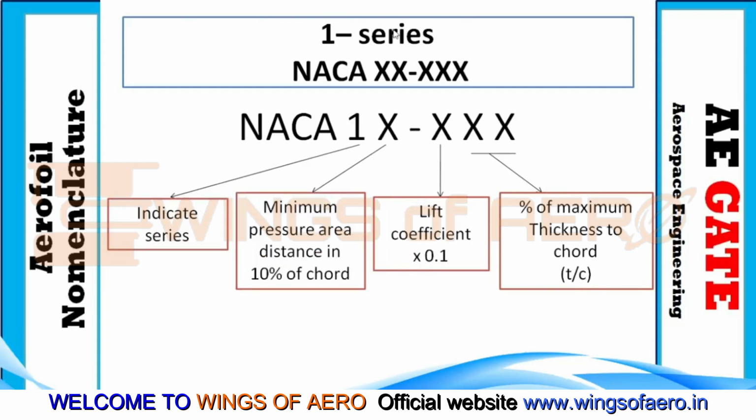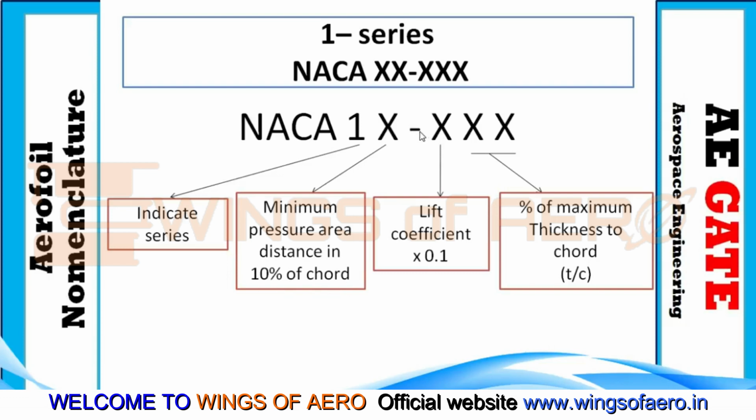Next comes the 1 series and 6 series, where there will be a hyphen. Using that you can differentiate between the 1 series and the 6 series. So let's come to the 1 series here. This is the format. The first digit indicates the series. Here we have 1, so it comes under the 1 series. The second number denotes the location of minimum pressure, in tenths of the chord. If we have 2 here, that is 20% of the chord.